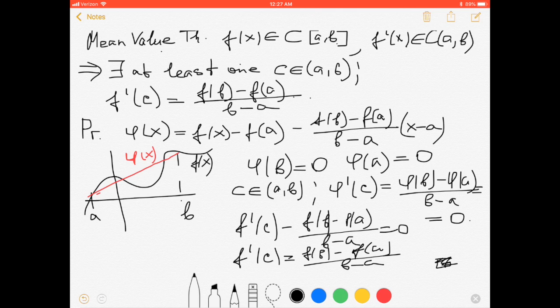Okay, see one more theorem. It's called the Darboux theorem. But first I clear my table.